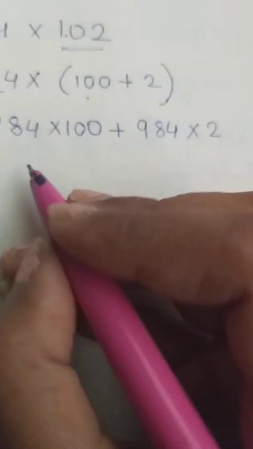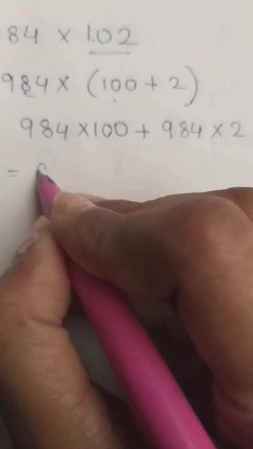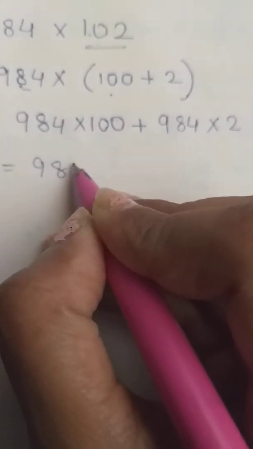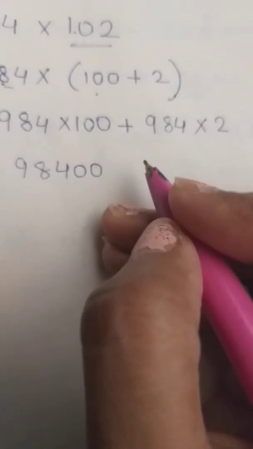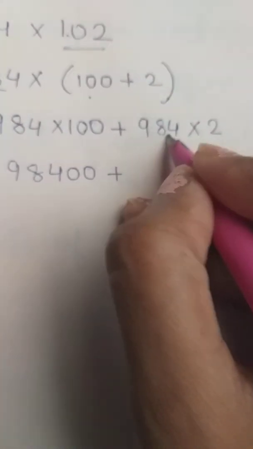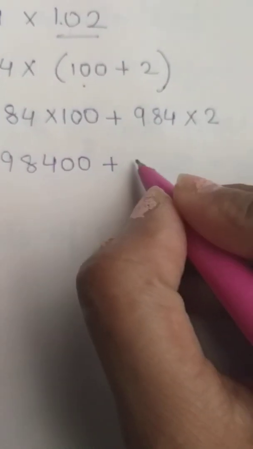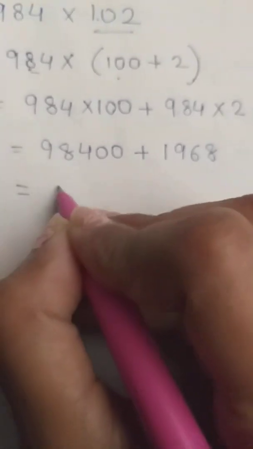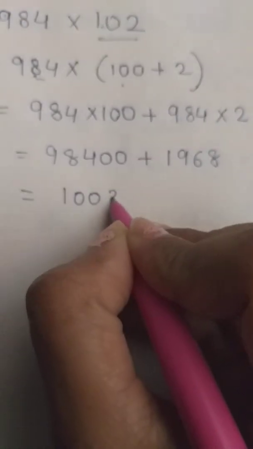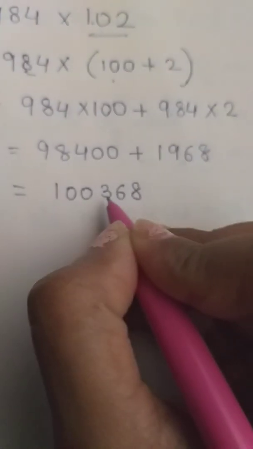Now next, 984 multiplied by 100. So it is 98,400 plus 984 multiplied by 2, that is 1,968. Add both the numbers, you will get the next number, that is 99,368.